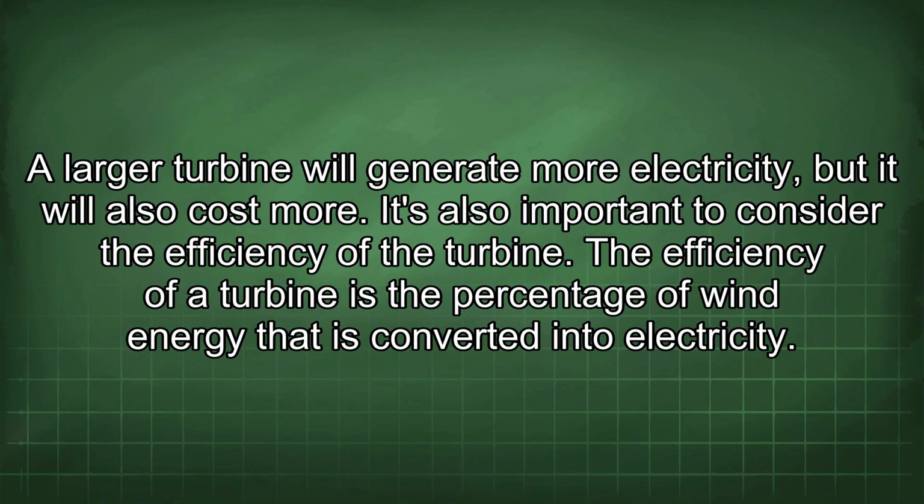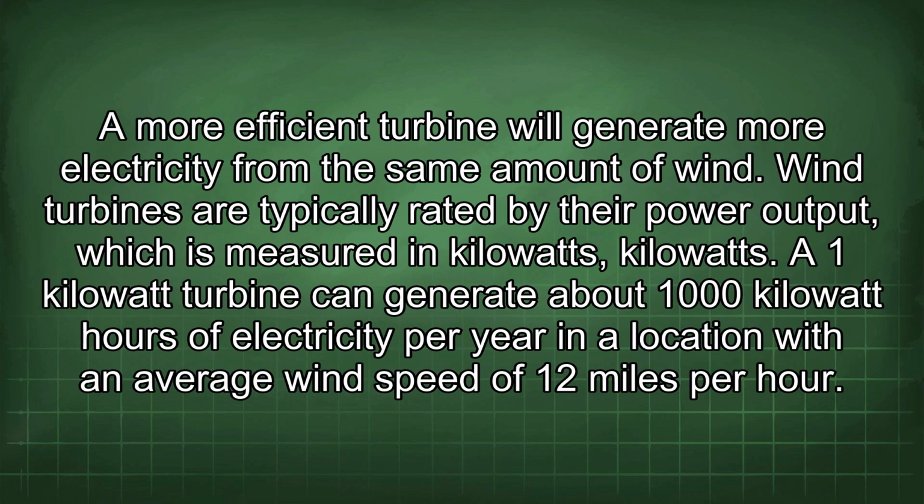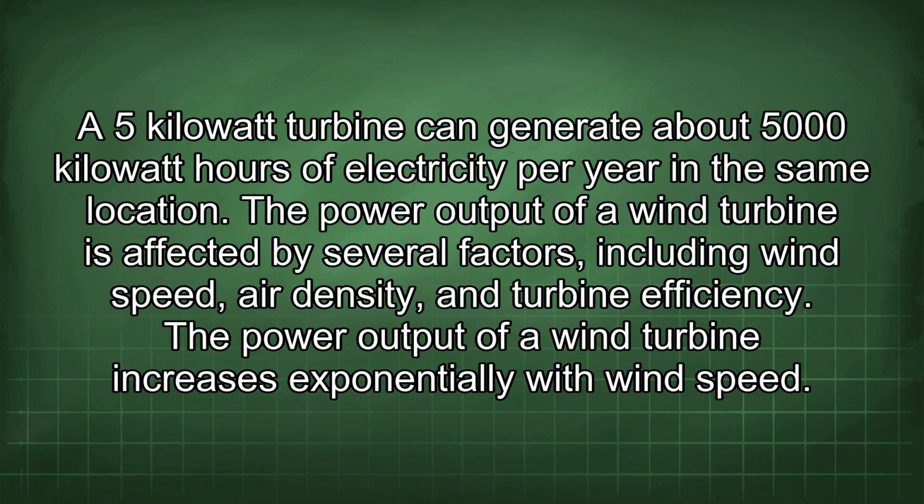It's also important to consider the efficiency of the turbine. The efficiency of a turbine is the percentage of wind energy that is converted into electricity. A more efficient turbine will generate more electricity from the same amount of wind. Wind turbines are typically rated by their power output, which is measured in kilowatts. A 1 kilowatt turbine can generate about 1,000 kilowatt-hours of electricity per year in a location with an average wind speed of 12 miles per hour. A 5 kilowatt turbine can generate about 5,000 kilowatt-hours of electricity per year in the same location.